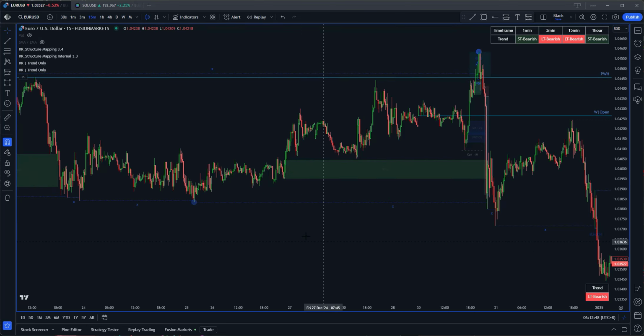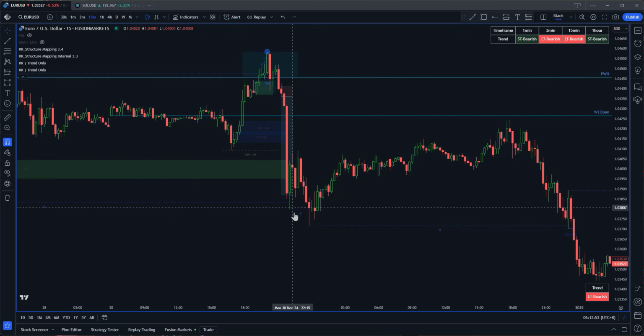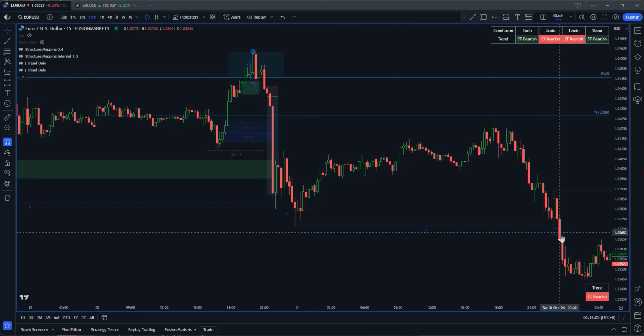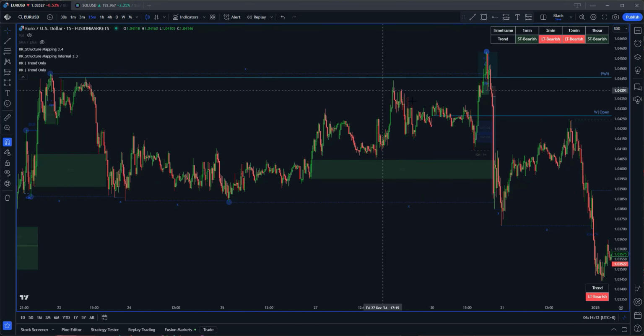We don't even have the valid break of structure. Why? Because the price never closed below. You see that, it never closed below, and below this week it never closed below, and this week also never closed below, and this one closed below this one. So this is actually the change of character on the 15-minute time frame. The 3-minute time frame change of character was here.